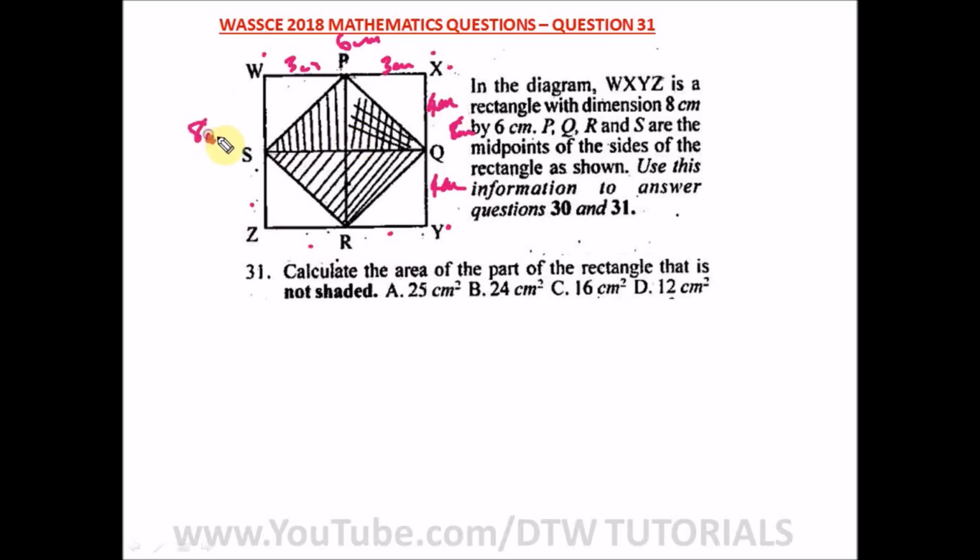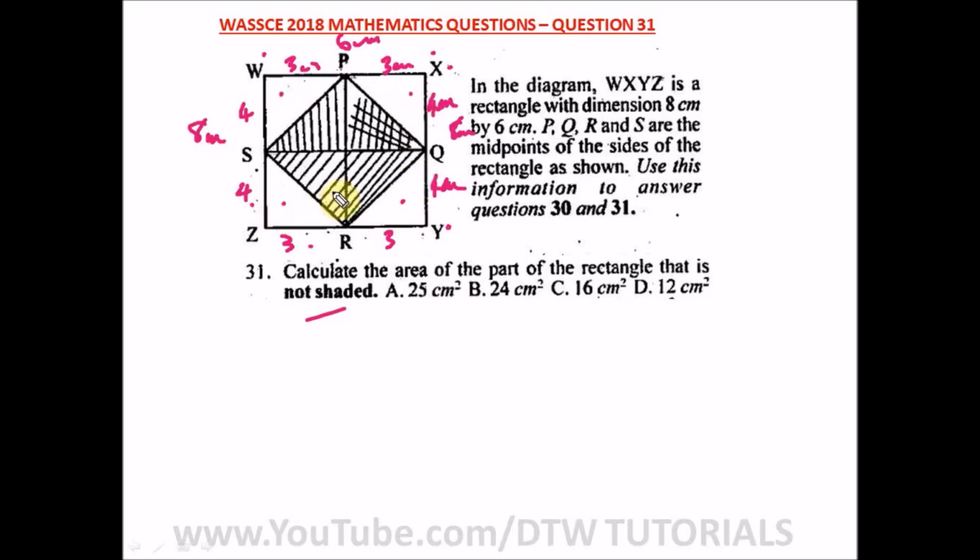Since here is 8 centimeter, here will be 4 centimeter, 4 centimeter. Here is 6, this will be 3 and 3 centimeter. Okay, so the question says calculate the area of the part of the rectangle that is not shaded. So we have to calculate these parts that are not shaded.